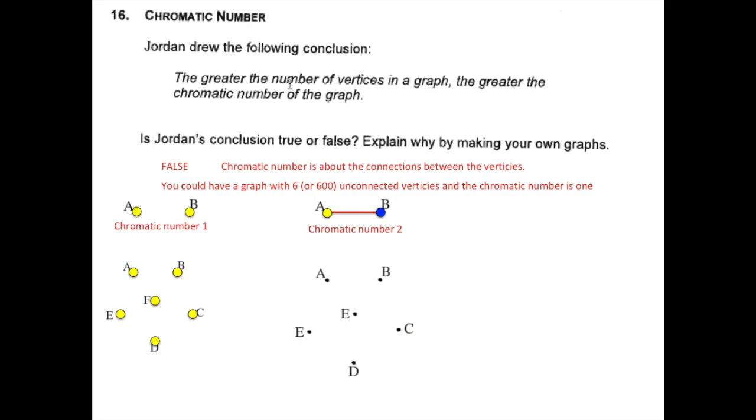Jordan is saying the greater the number of vertices in a graph, the greater the chromatic number. But this one has 2 vertices, the second one has 6 vertices, and they both have the same chromatic number, which totally disproves Jordan's theorem.